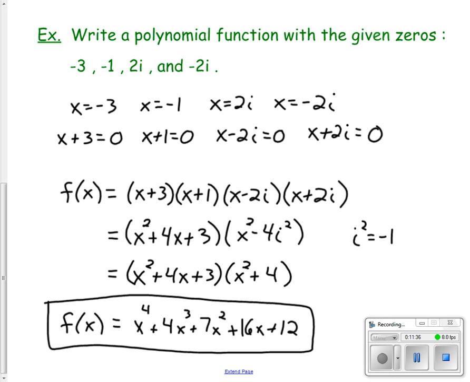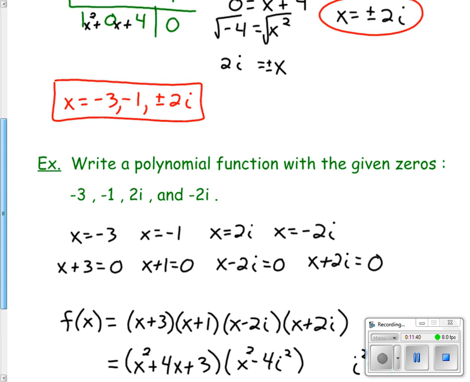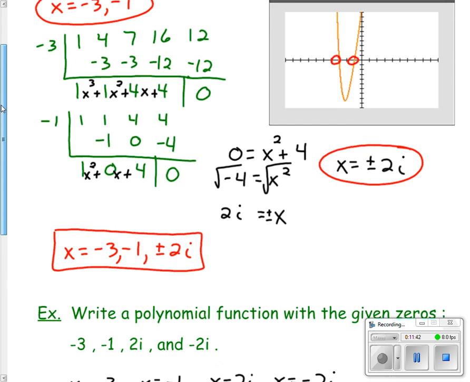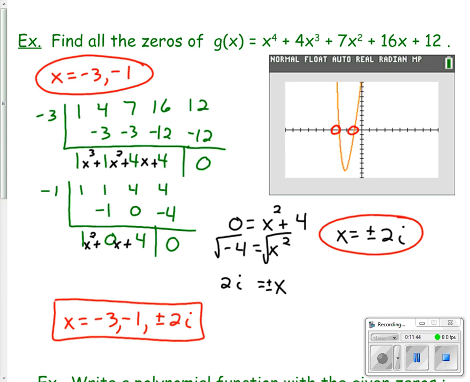So you should be able to find the zeros of a function, and you should also be able to find the function if I give you the zeros. Some of those solutions may be imaginary solutions, and when you have imaginary solutions, you'll always get two of them, or they come in pairs of two. So if you have a positive 2i for a solution, you'll get a negative 2i.